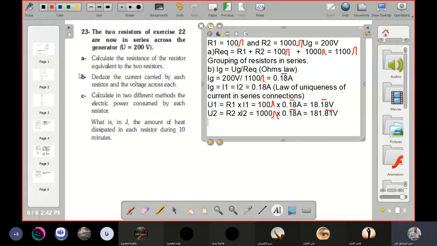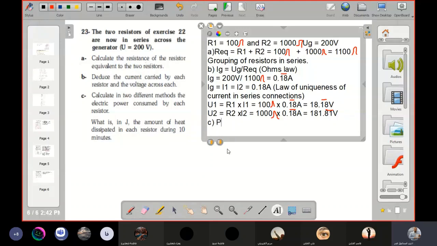Now part C, calculating by two different methods the electric power consumed by each resistor, the same as in the previous question. Part C. First, who wants to answer?